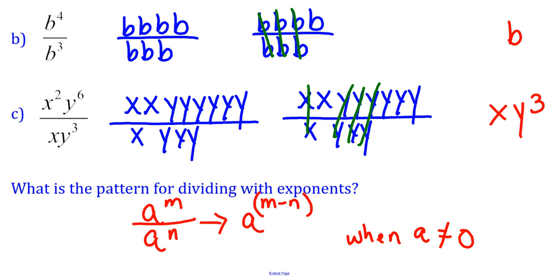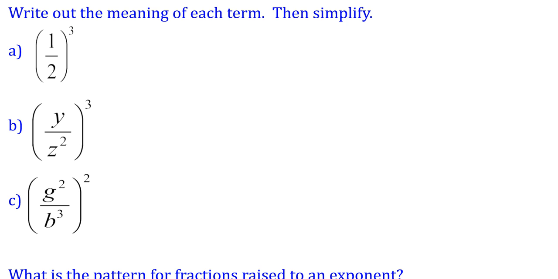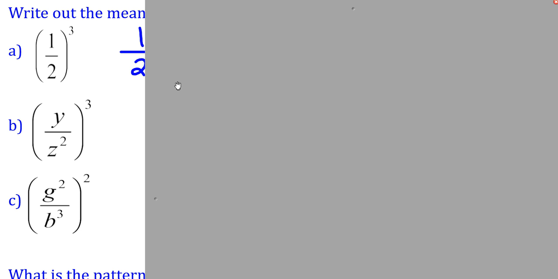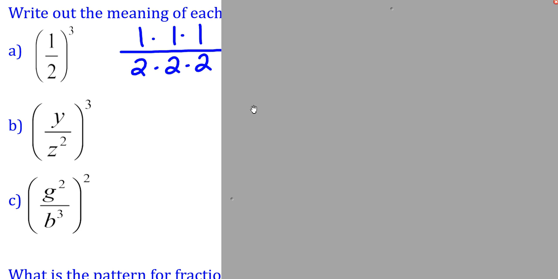Let's take a look at a few other examples. Let's write out the meaning for each term and simplify and see if any patterns result. So the first one is 1/2 to the power of 3, or 1/2 cubed. Well, what does that mean? Well, think about this just like our other one. We have 1 as our base in the numerator and 2 as our base in the denominator. And this 3 says you have 3 sets of those. So let's write it out. We have 3 sets of 1 in the numerator and 3 sets of 2 in the denominator.